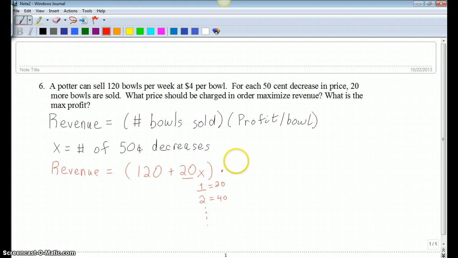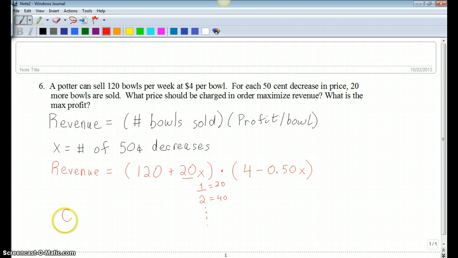So we're going to multiply that by the profit per bowl. Well, our profit was $4, but we're applying 50 cent decreases. So we're going to subtract 50 cents for every X, or every 50 cent decrease that we apply. So we still have the number of bowls sold times the profit per bowl, but it's now in terms of X's.